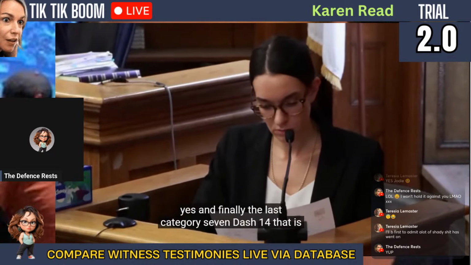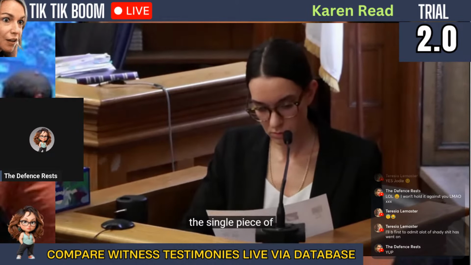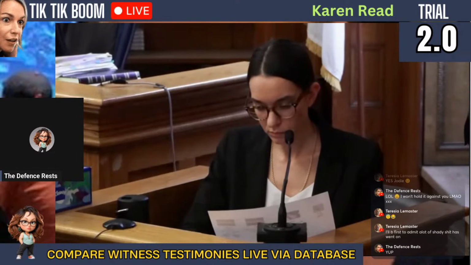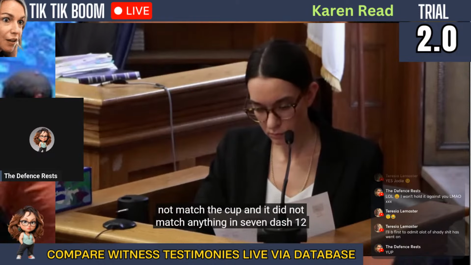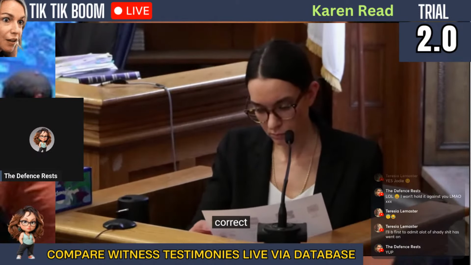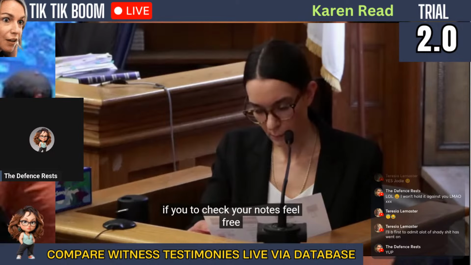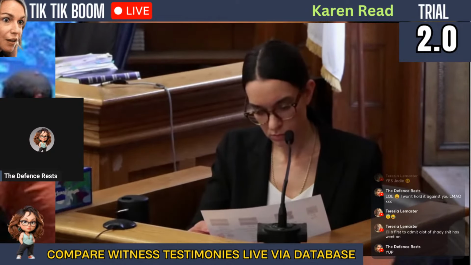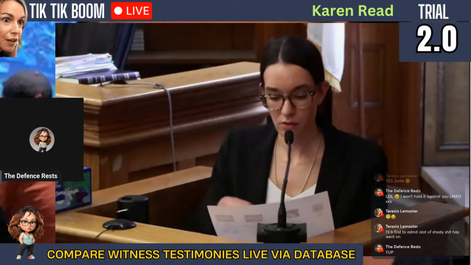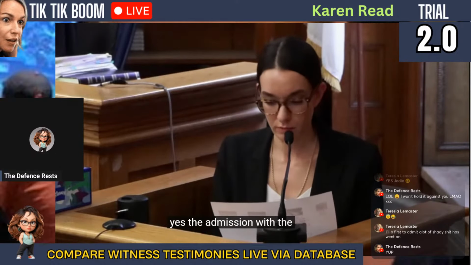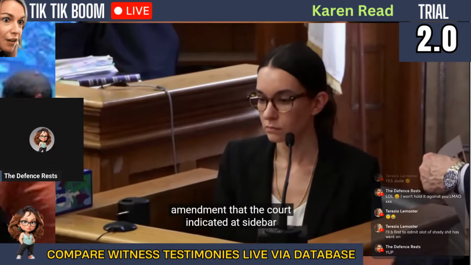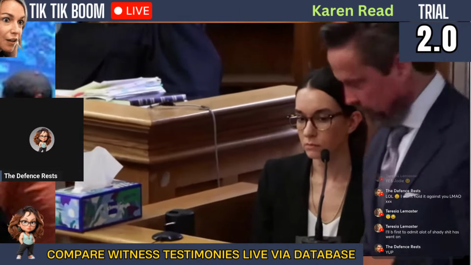Okay, is that accurately represented on this chart? Yes. And finally, the last category, 7-14, that is the single piece of glass that was recovered by Trooper Proctor. That did not match the cup, and it did not match anything in 7-12, correct? To check your notes, feel free. Yes, that's correct. Is that accurately represented on the chart? Yes. Your Honor, I would move for the admission, with the amendment that the court indicated at sidebar, of triple K.